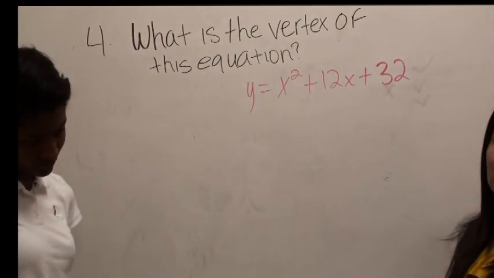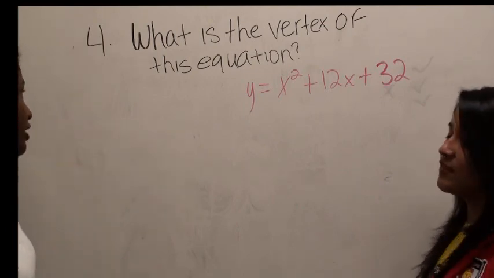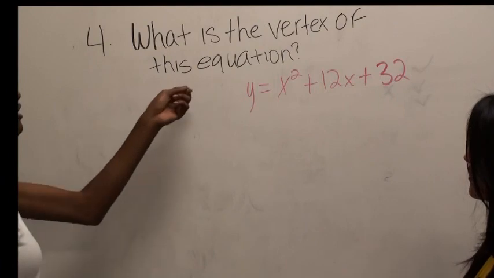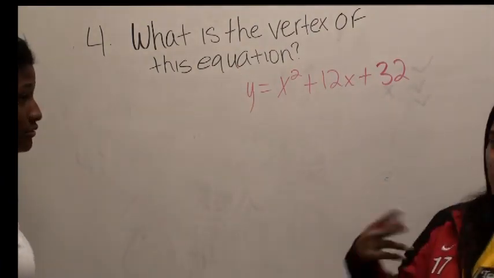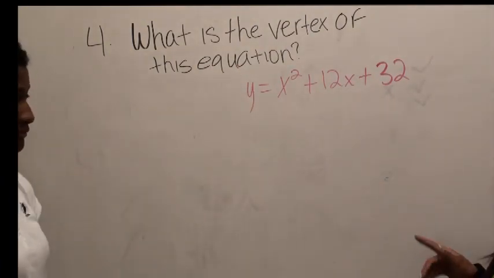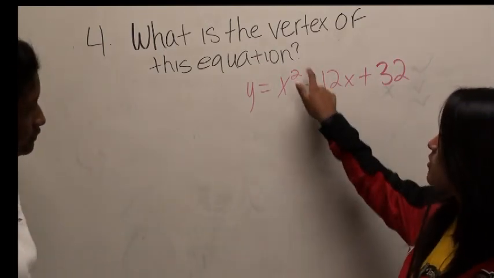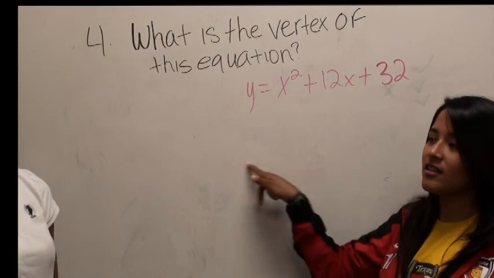Alrighty, question 4. Final question. It says, what is the vertex of this equation? The equation is y equals x squared plus 12x plus 32. We see there's only one squared term, so it's a parabola.